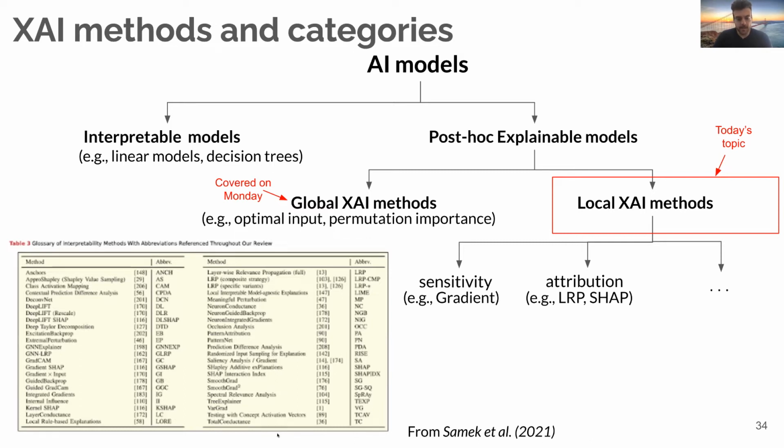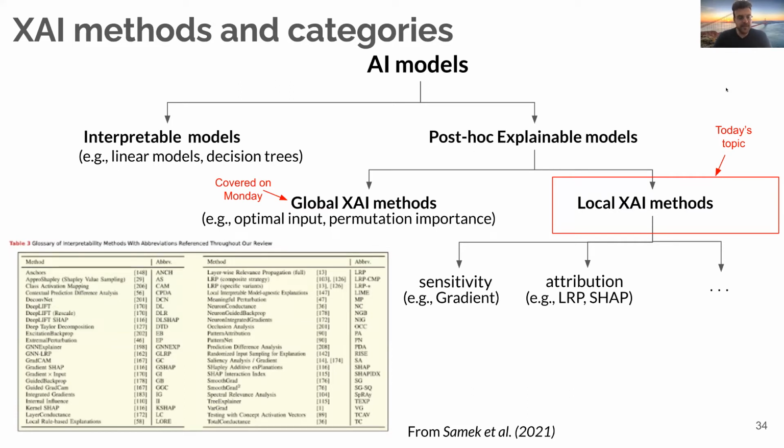Global versus local: the difference between the two is that global XAI methods aim to provide insights about the strategy of the network for the whole data set, a general decision-making process. That's their aim. Local XAI methods, on the other hand, aim to explain what happened for a specific prediction. And these local XAI methods can be further decomposed into other categories depending on the aim of the method.